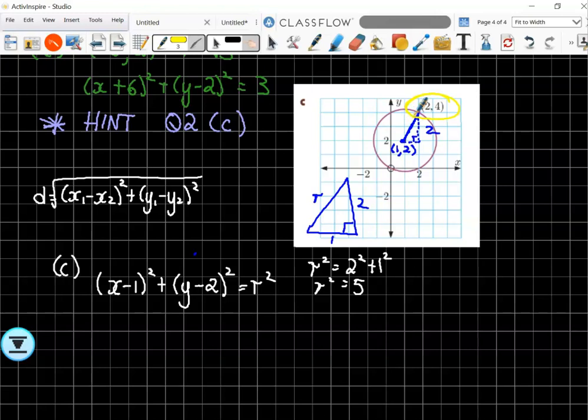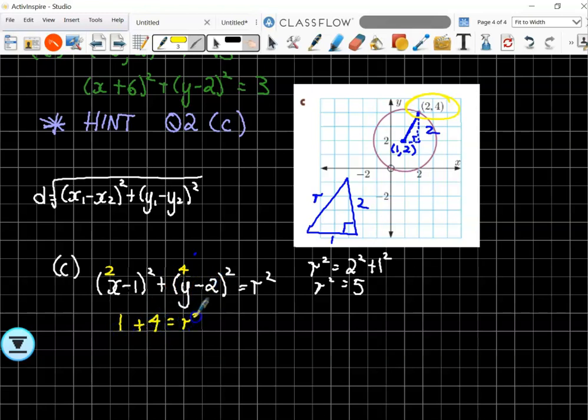Every time you get a coordinate, it's telling you something really important. It's saying when X is 2, Y will be 4. Don't we have an X and a Y here? Why don't we just sub? If I sub 2 and 4, what is 2 take 1? 1. So 1 squared is 1. What is 4 take 2? 2. 2 squared is 4.